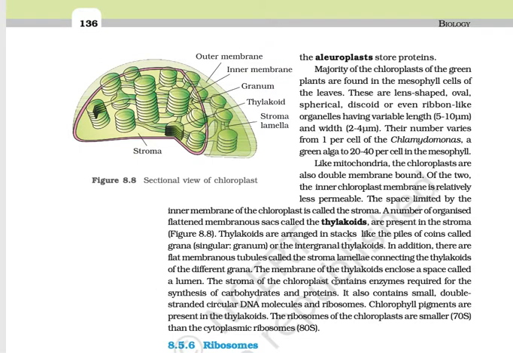The stroma of the chloroplast contains enzymes required for the synthesis of carbohydrates and proteins. It also contains small double-stranded circular DNA molecules and ribosomes. Chlorophyll pigments are present in thylakoids. The ribosomes of the chloroplast are smaller, 70S, than the cytoplasmic ribosomes, 80S.